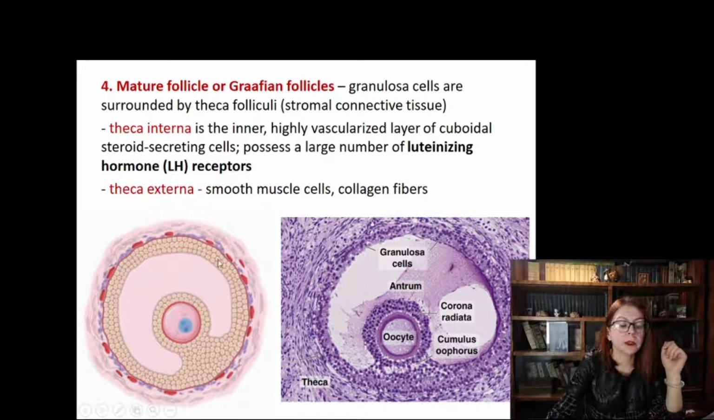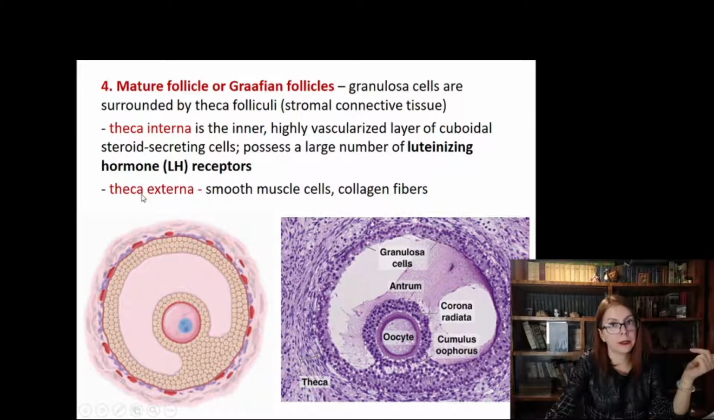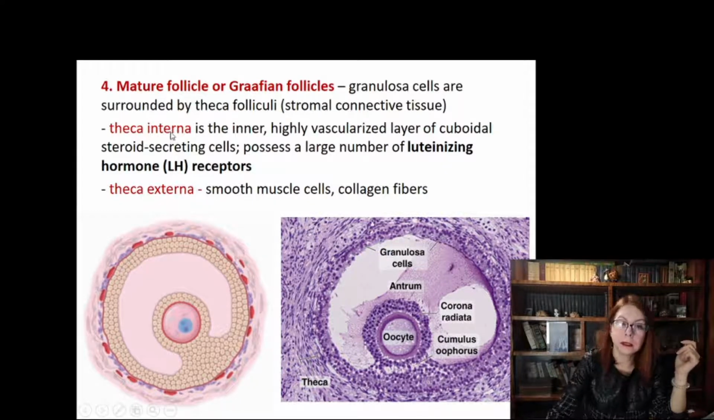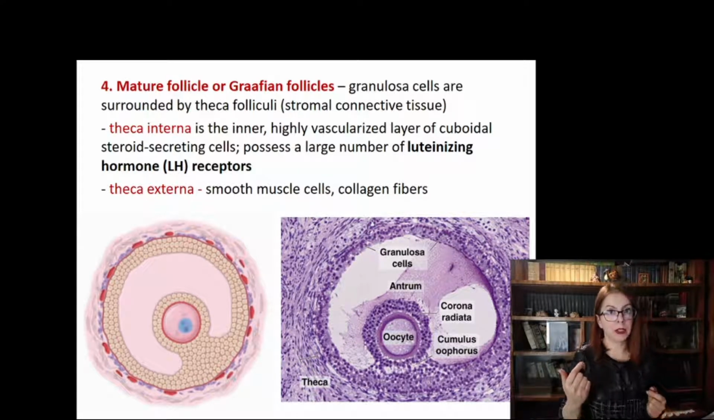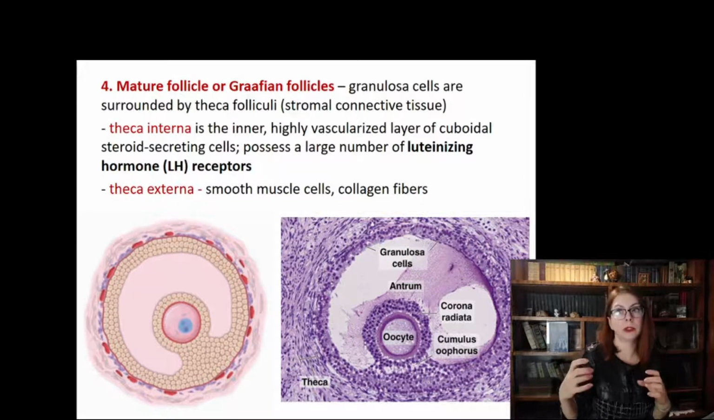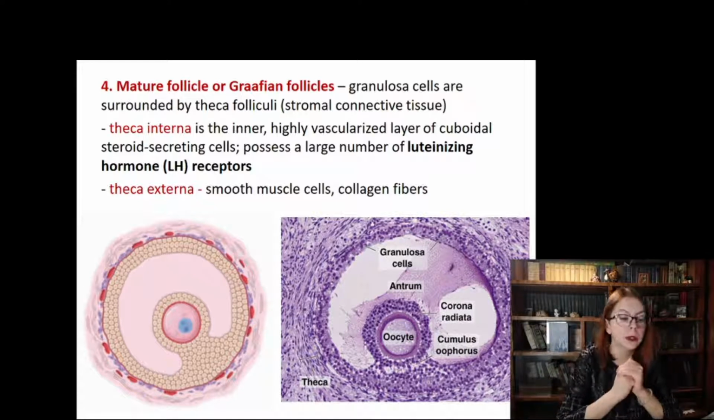But besides granulosa cells, around the follicle in the connective tissue, two layers are formed. They are called in Latin theca interna and theca externa. Theca interna cells are typically steroid-producing cells. If you remember the male reproductive system and Leydig cells found between the convoluted tubules, between the seminiferous tubules, here their homologs are present.